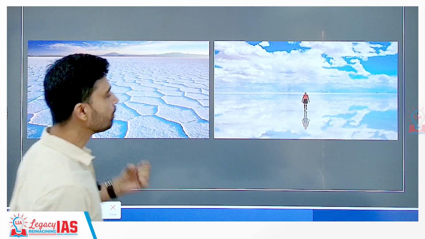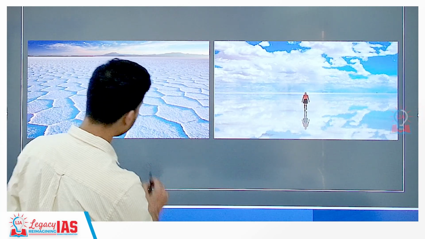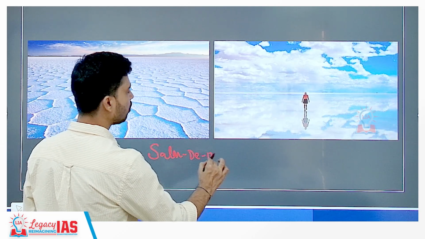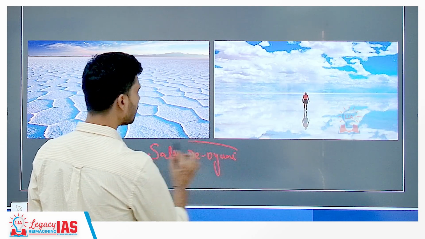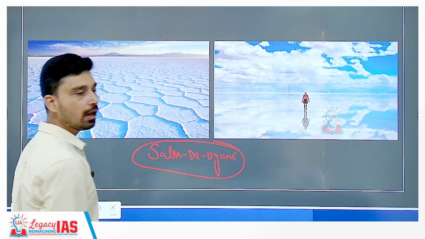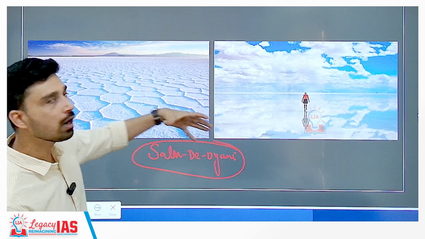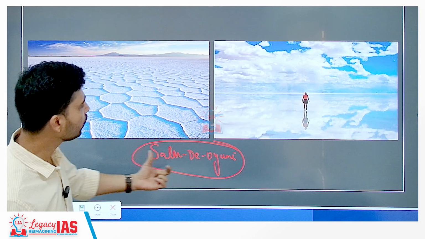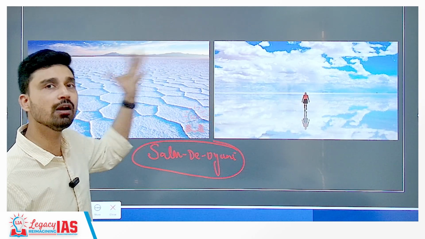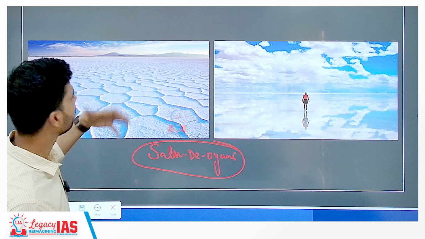Another very important site located in South America is this place that you see in your picture. It is called Salar de Uyuni. Salar de Uyuni is a large salt flat. In one way, we can say it is very similar to the Rann in Kutch, the Kutch Peninsula of Gujarat. So the Rann is also a salt flat, and Salar de Uyuni is also a salt flat. However, the area of Salar de Uyuni is very large.